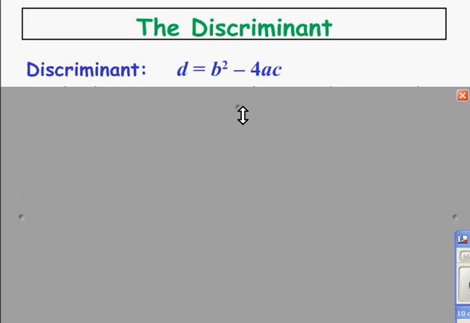Okay. So instead of using the entire quadratic formula, we can use the discriminant to figure out how many solutions a quadratic has. So we can use the discriminant to figure out if we were going to have no solutions, one solution, or two solutions.